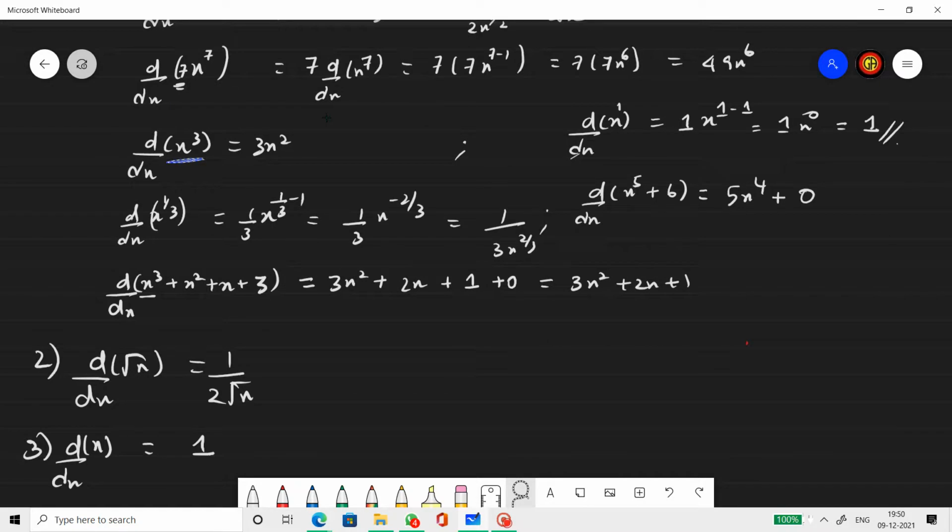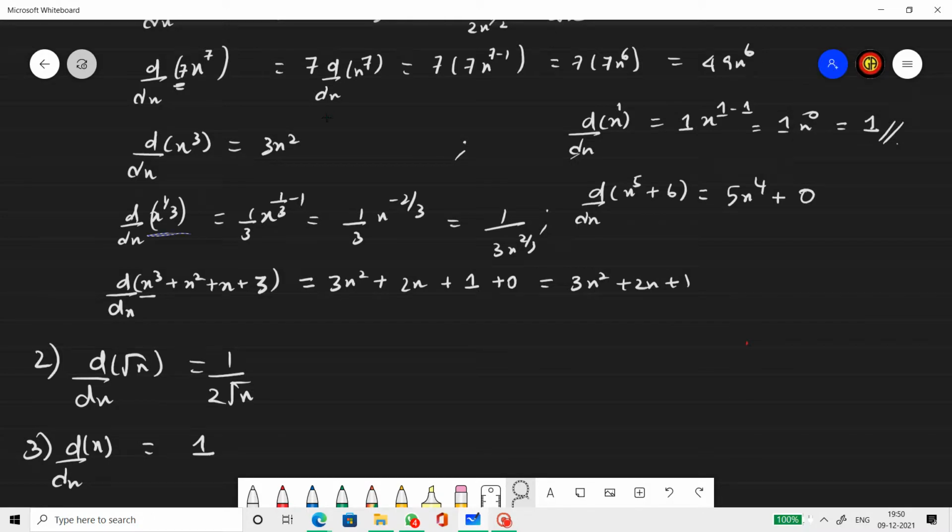Differentiation of x cube, where n is 3 here. So n x to the power of n minus 1, 3x to the power of 3 minus 1, which is 3x square. Differentiation of x, meaning power is 1. So power comes down and power minus 1. So 1x to the power of 1 minus 1, which is 1x to the power of 0. Anything to the power 0 is 1. So the answer is 1.